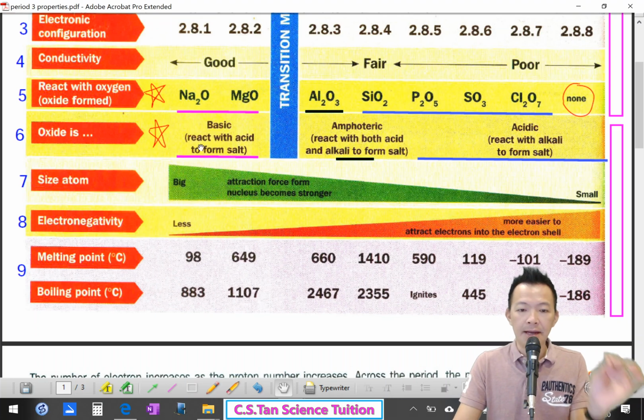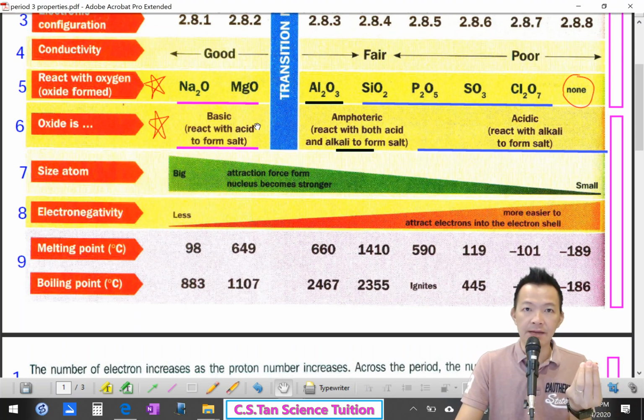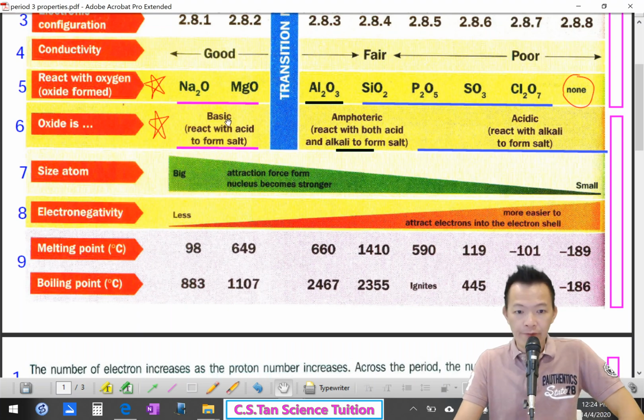Basic oxide means they can react with the acid to form salts. 这种 oxide 呢 can react with the acid, 它可以跟 acid 起化学反应 produce salts. So sodium oxide, magnesium oxide, they are basic oxide. 什么叫 basic oxide? React together with the acid to form salts.